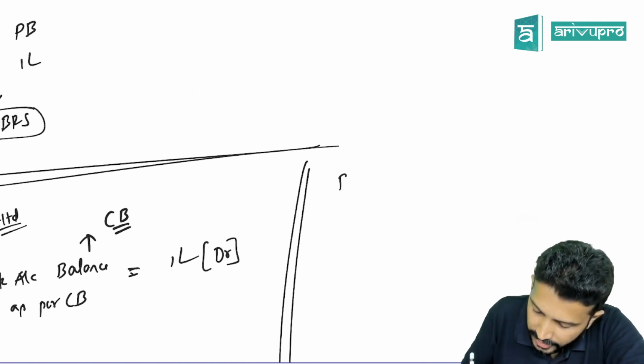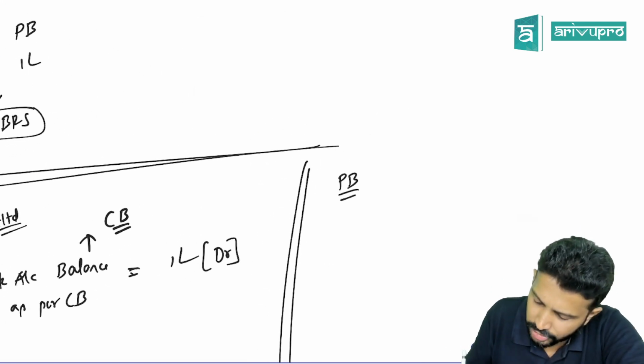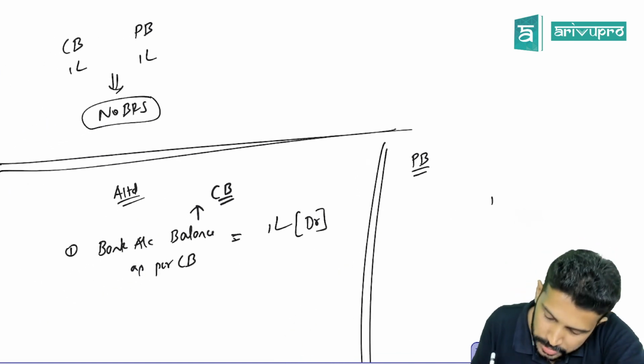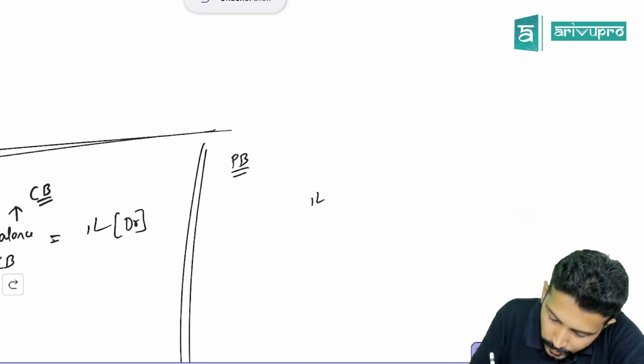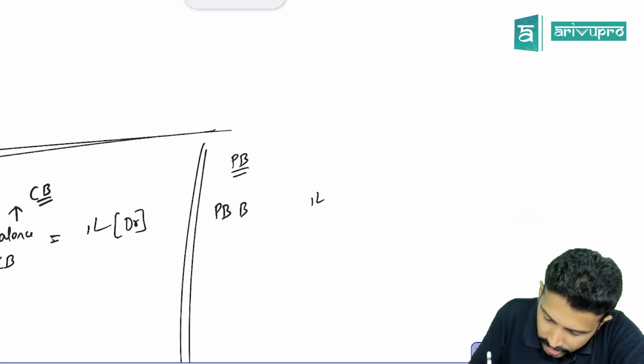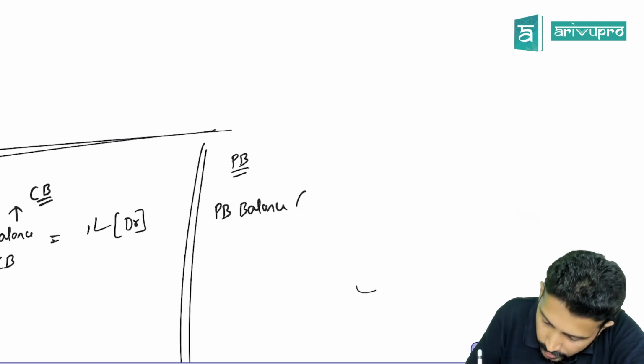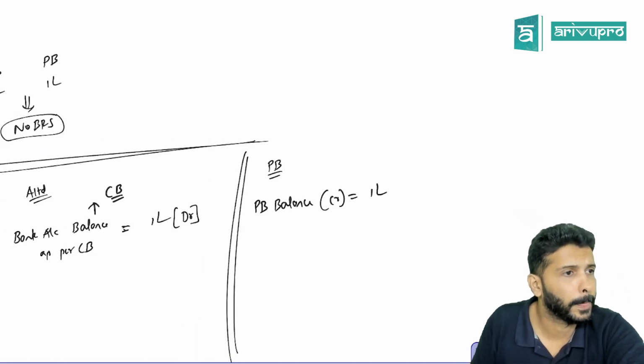Okay. Let's say passbook also had a balance of 1 lakh only initially. Is that okay? So if cash book has a debit balance, means passbook will have what balance? Passbook will have a balance of 1 lakh credit. So far okay? You started the business.